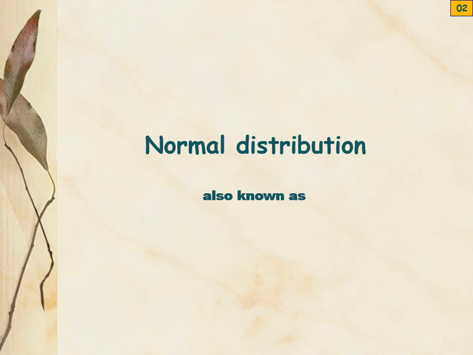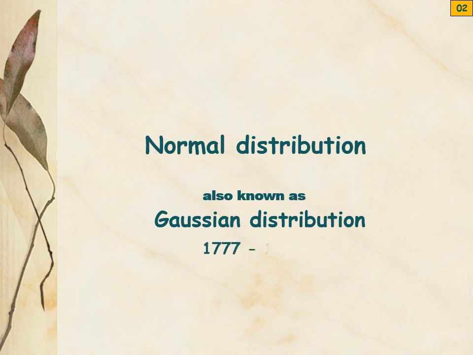It is applicable only on continuous variable. This is also known as Gaussian distribution. Carl Friedrich Gauss was a German mathematician. He developed this normal distribution. That's why it is also named as Gaussian distribution. So in this lecture, we are going to discuss the normal distribution, and we shall be solving some problems and some exercises on normal distribution.